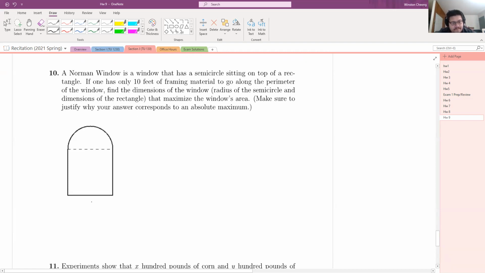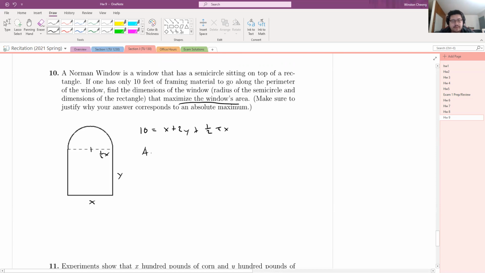Okay, so I'm going to label things x and y, and this radius. Do I even use this radius? I don't even know. 1/2 x. We're told that 10 feet of framing are given to us, so that's a perimeter. So this is x plus 2y, and then plus the portion of the perimeter corresponding to half of the circumference of a circle. The circumference of a circle is pi times diameter. In this case, pi times x would be for the full circle, but we only have half, so it's 1/2 pi times x. So this is the equation given for the perimeter, and what we want to do is maximize the area.